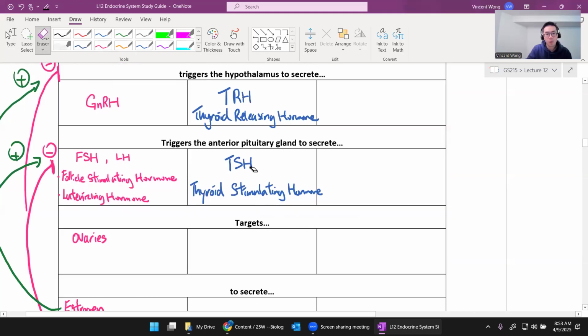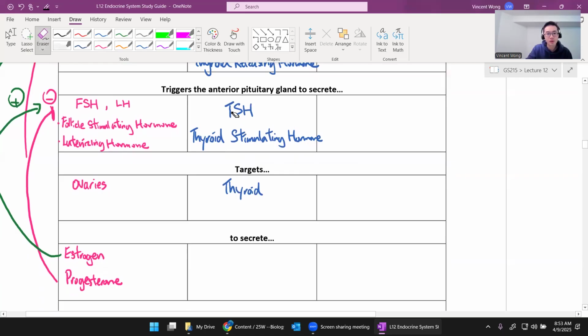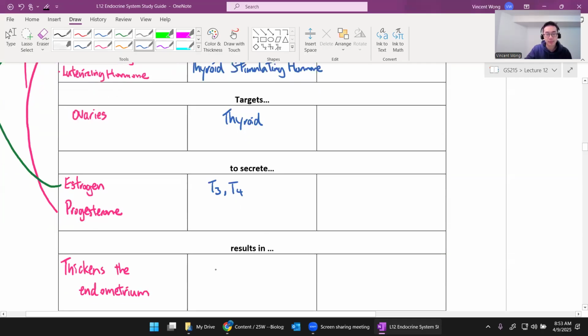And where is it going to target? Well, look at the name. Thyroid stimulating hormone is going to stimulate, of course, the thyroid. In response to the stimulation from TSH, the thyroid secretes T3 and T4. Remember, these things need iodine to be created, and that's going to result in increased metabolism.